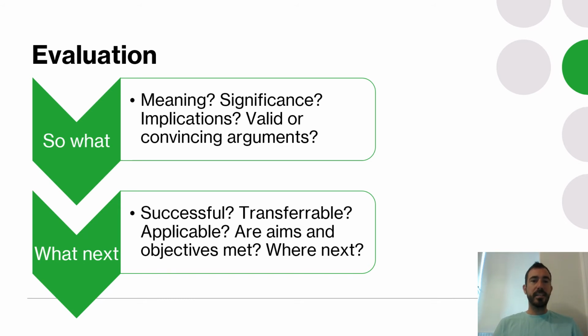The what next considers the success of the experiment or piece of research and how it is built into research extension. What's transferable from the research? Is it applicable to other industries or areas of science? This is particularly important in this day and age because multidisciplinary research is that which is seen as most impactful. Have the researchers met their aims and objectives, and where should it go next?